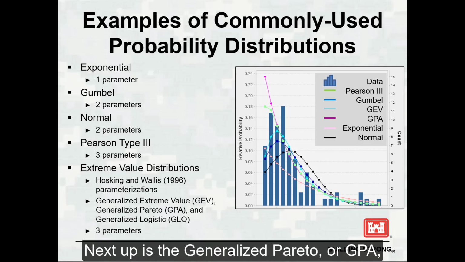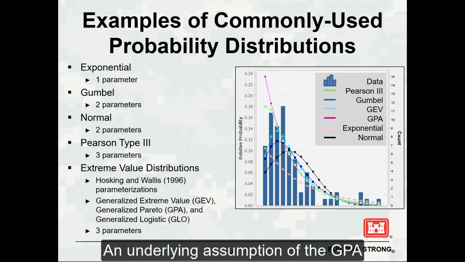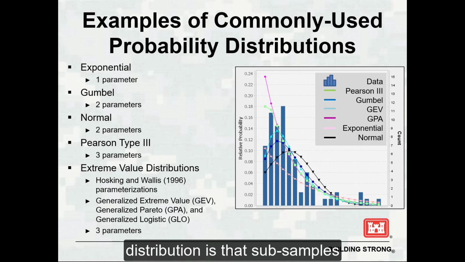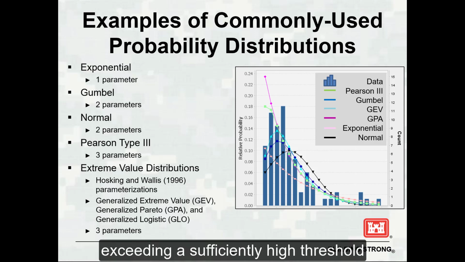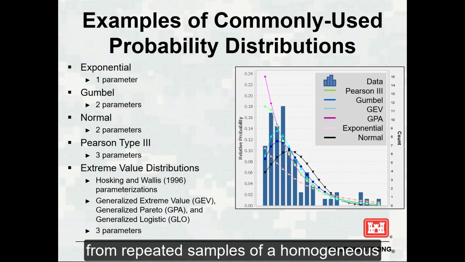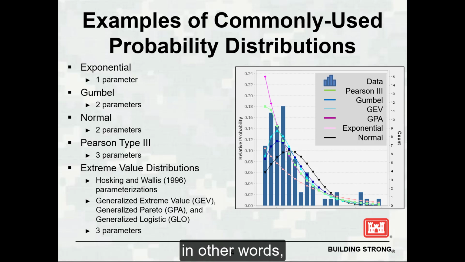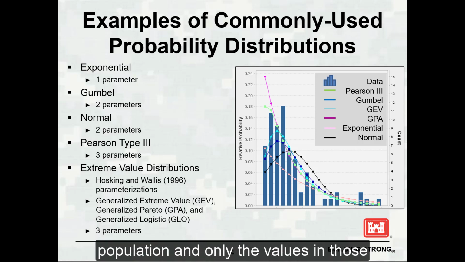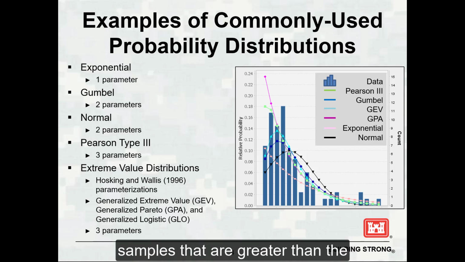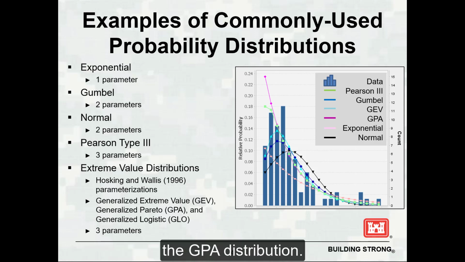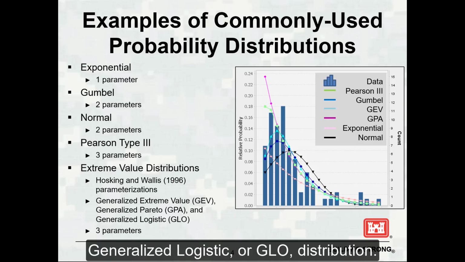Next up is the generalized Pareto, or GPA, distribution. An underlying assumption of the GPA distribution is that subsamples exceeding a sufficiently high threshold from repeated samples of a homogeneous population will converge to the GPA distribution. So in other words, if repeated samples are taken from a population and only the values in those samples that are greater than the selected value are retained, then those retained values will follow the GPA distribution. This type of data set is called a partial duration series, which is something that we discussed in the previous lecture.